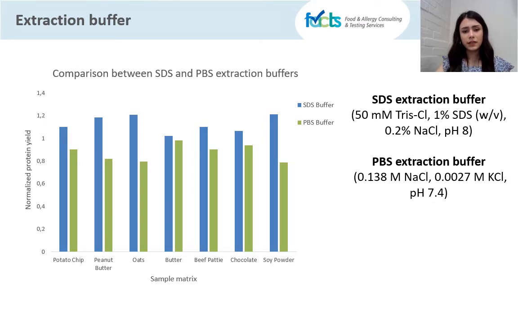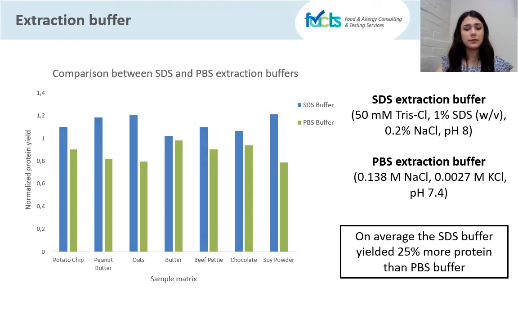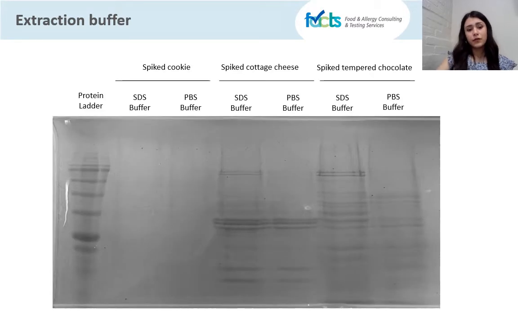The efficiency of each buffer was based on the total protein concentration as determined by Bradford's assay. On average, we saw a 25% increase in protein concentration from the SDS buffer compared to the PBS buffer. So far, we have shown that the SDS buffer is able to extract more total protein than the PBS buffer.